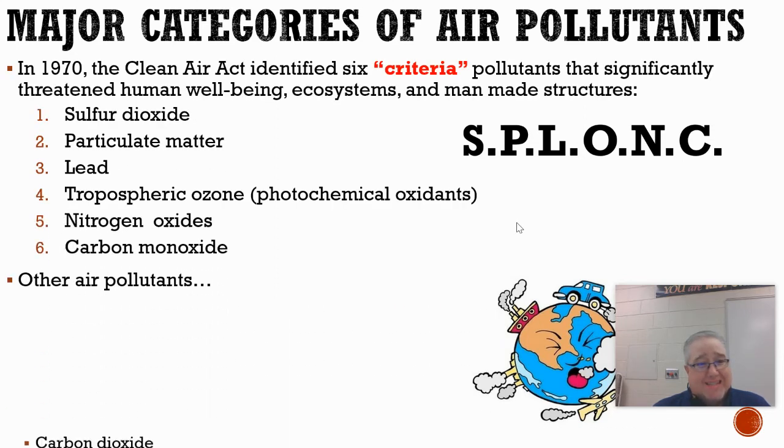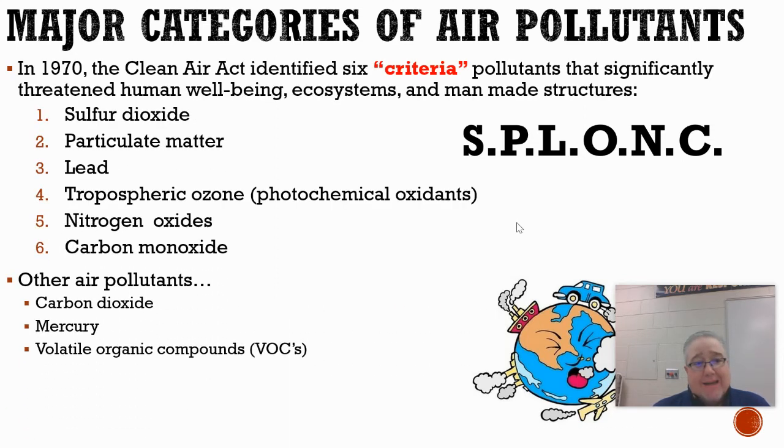I talked about the six criteria air pollutants. I told you this mnemonic, SPLONK, to remember. Kind of a weird word, but it helps you remember it. So again, SPLONK stands for sulfur dioxide, particulates, lead, tropospheric ozone, nitrogen oxides, and carbon monoxide.